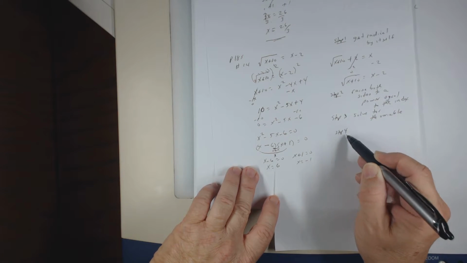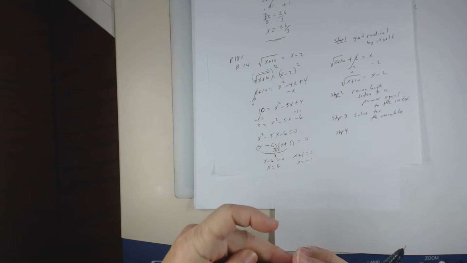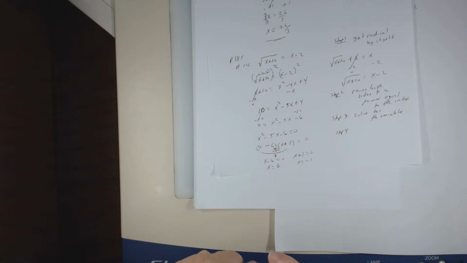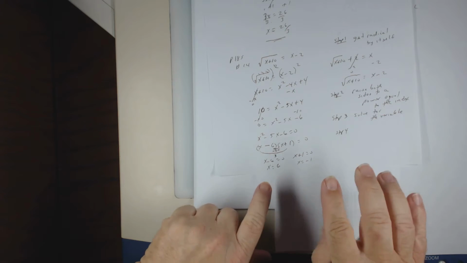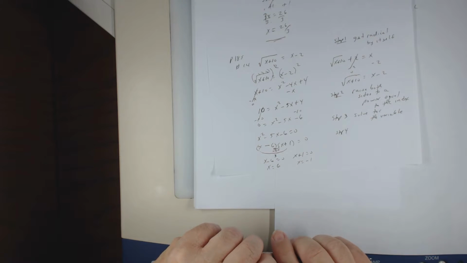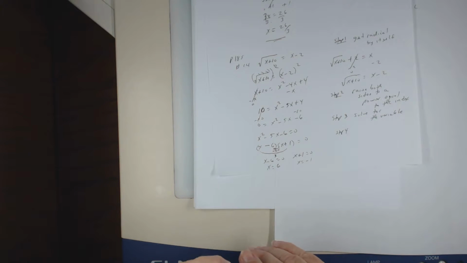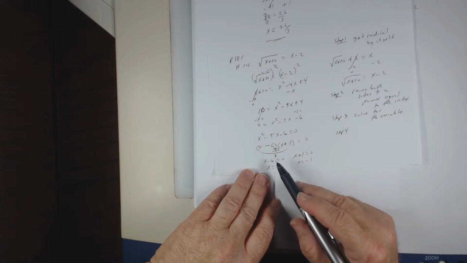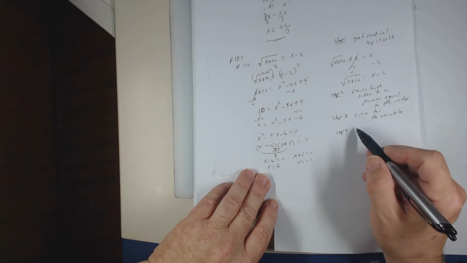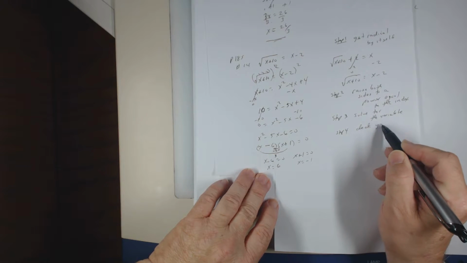Now, step 4. Remember, when you raise both sides to an even power, what could happen? You remember? Extraneous solutions. When you raise both sides to an even power, you could introduce false solutions. So remember the word extraneous? In other words, if you plug in 6, does 6 work? So you have to check your solutions. So step 4 is you check your solutions.